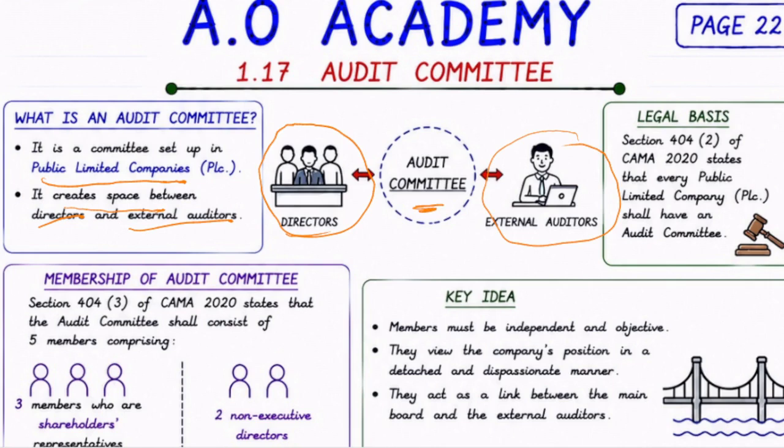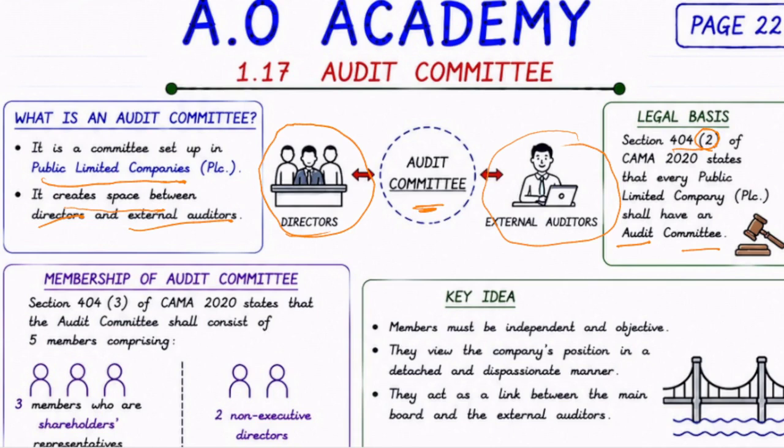There is a legal basis for this. Section 404 subsection 2 of CAMA 2020 states that every public limited company shall have an audit committee. So it is compulsory for a public limited company, just as it is also compulsory for them to have an external auditor to audit their financial statement before it is presented to the members.